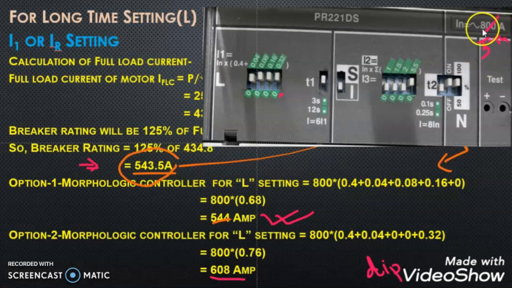So this breaker is now no more 800 ampere. It will act as a breaker having a breaker rating of 544 ampere. So what is the conclusion? The conclusion is we adjusted this breaker as per our load demand, as per our load requirement. With this L setting, we give protection to the motor from the overload.